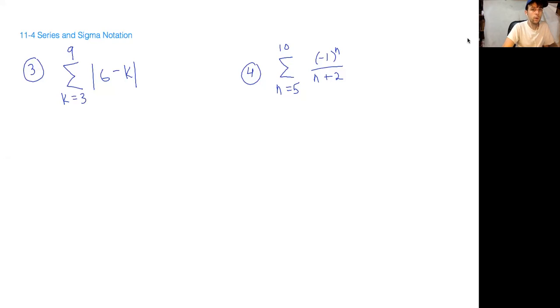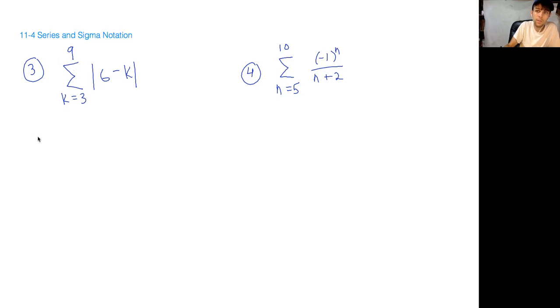All right, we're going to go over 11-4, series and sigma notation. So a series is just a summation adding up the terms of a sequence. Sigma notation is this. We have a sigma. This letter means the sum of the terms of a sequence. So the sum of the terms of this sequence that starts at 3 and ends at 9. These aren't the numbers of the sequence, but it starts when k is equal to 3, and it will end when k is equal to 9.